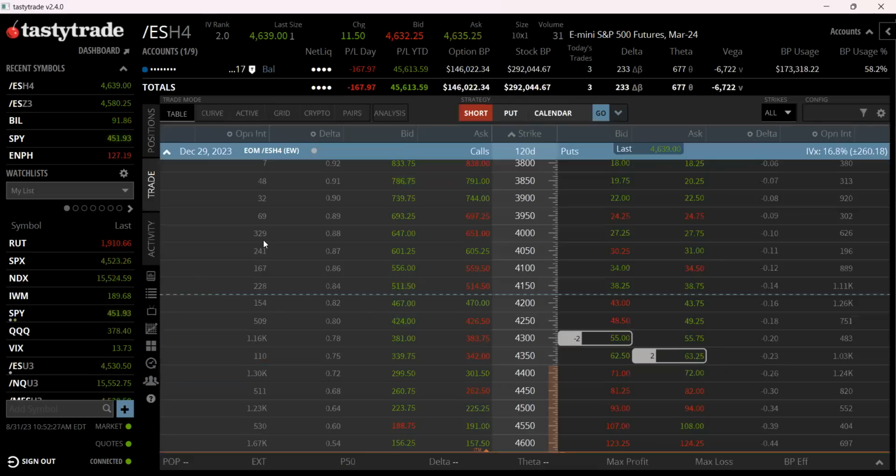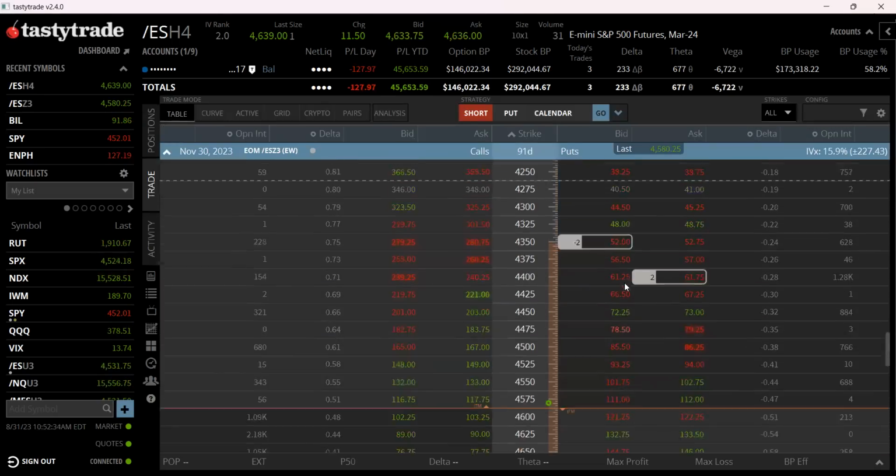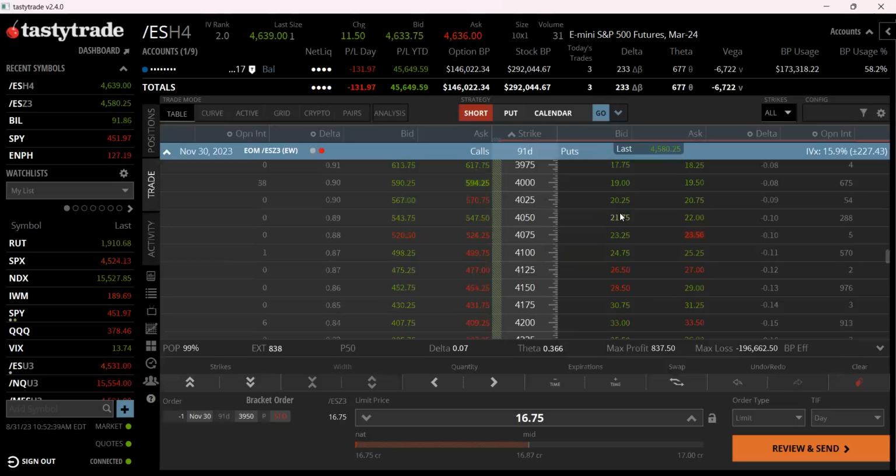Let's also see if we can get an ES strangle on. Since we're sitting on 2, let's see if we can get a third one on. We're going to go out to 90 days. I'm going to wind all the way down to about the 7 delta, about 39.50.